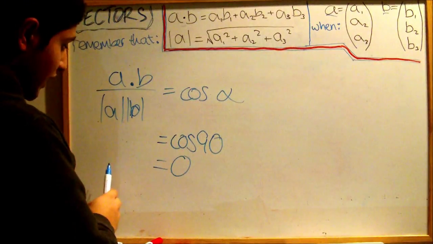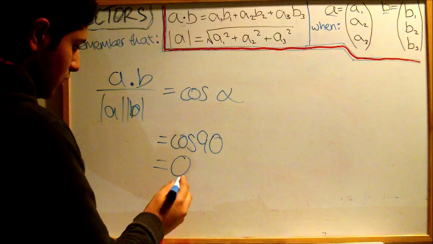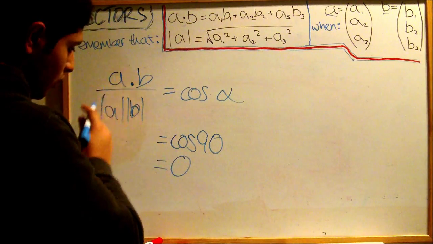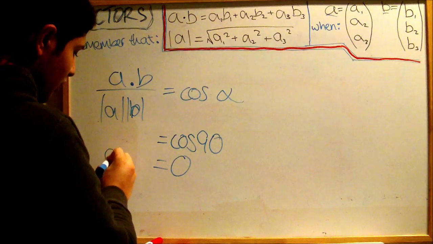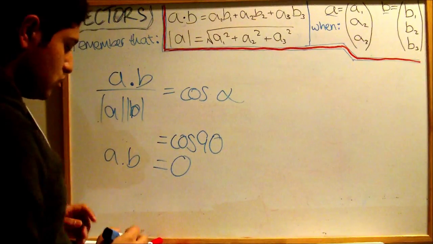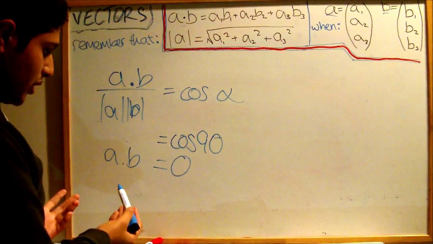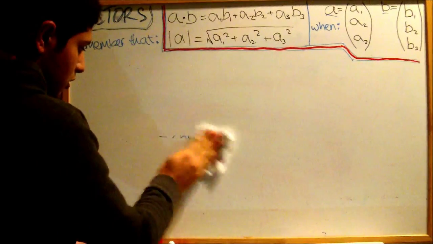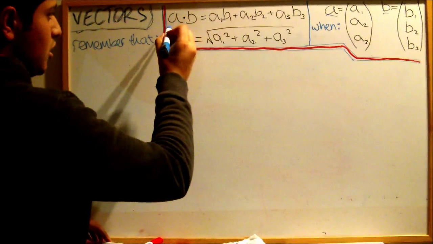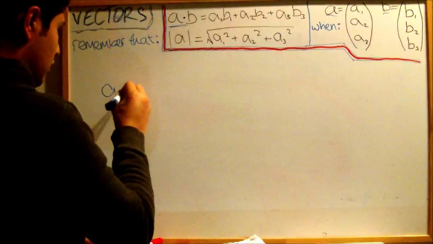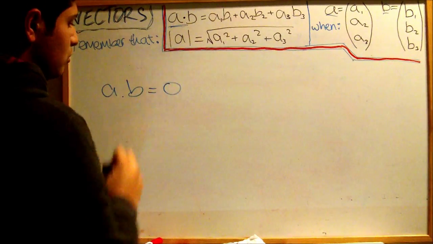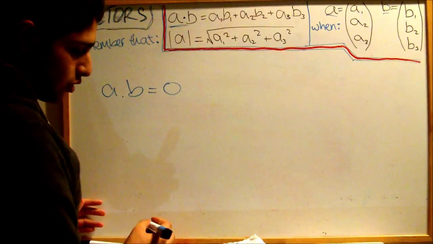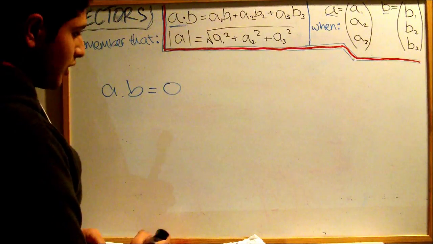So if we use that knowledge, then if we want this to equal 0, all we need to do is make sure the top equals 0, and the top is A dot B. So if I rub this off, all we need to do is ensure that this dot product, again, A dot B equals 0. And so you can do the calculation accordingly.